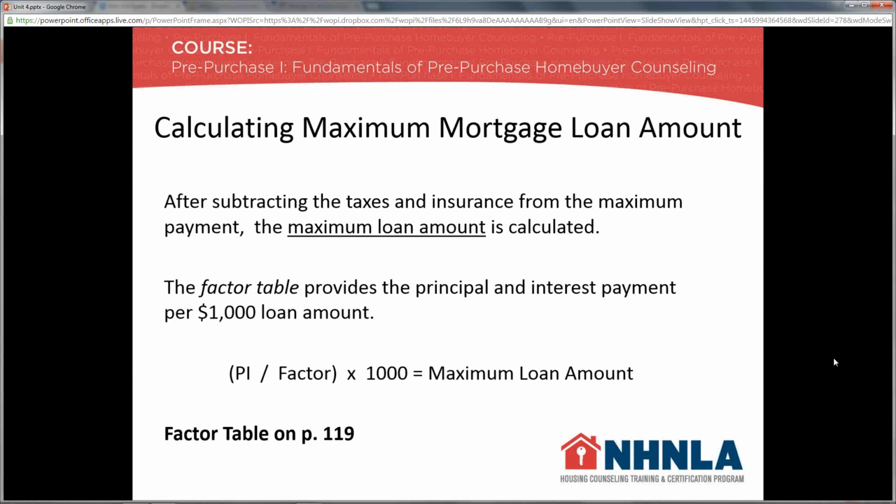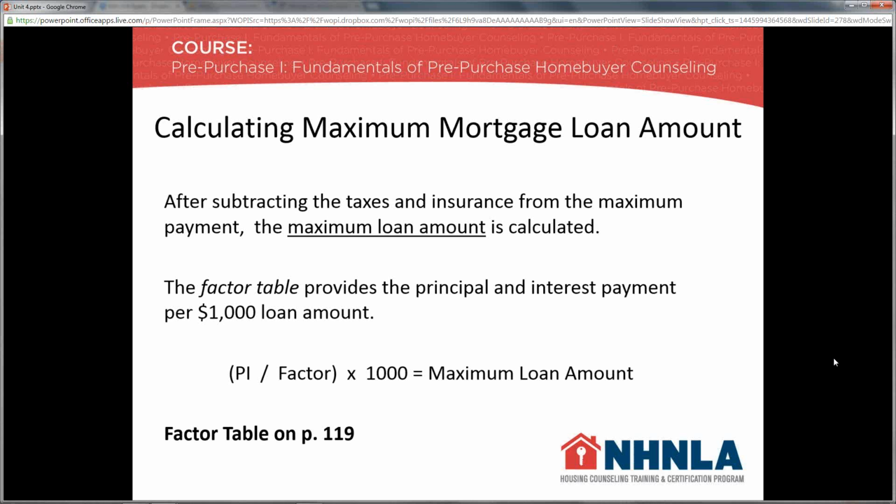After subtracting the taxes and insurance from the maximum payment, the maximum loan amount is calculated. The factor table provides the principal and interest payment per $1,000 loan amount. You can look at the factor table in the manual. You would use this formula: principal and interest divided by the factor, multiplied by 1,000, equals the maximum loan amount.